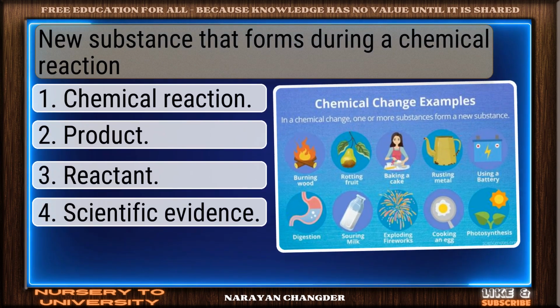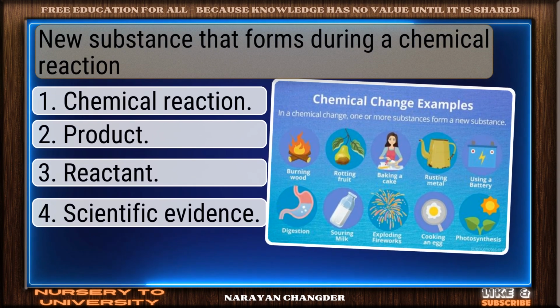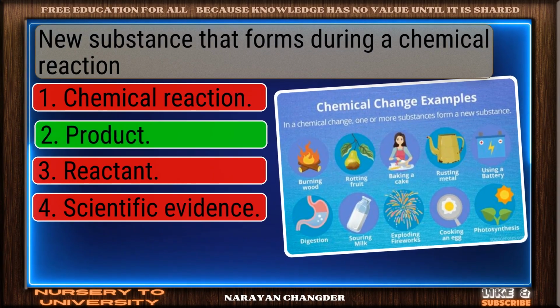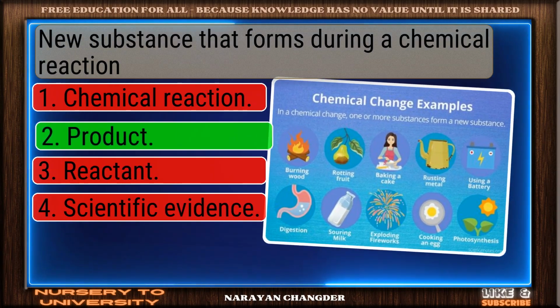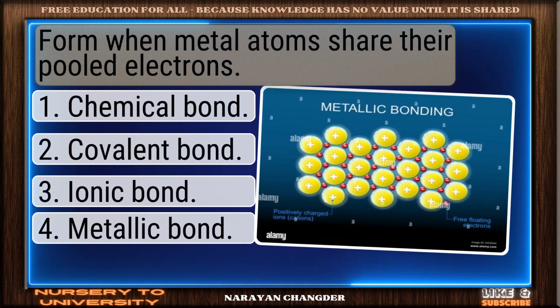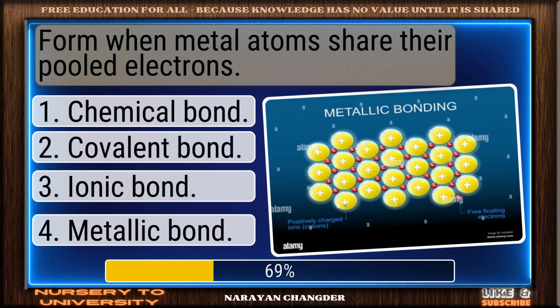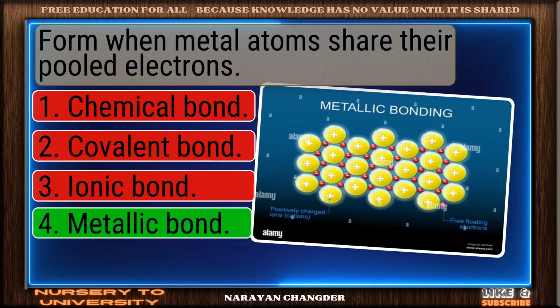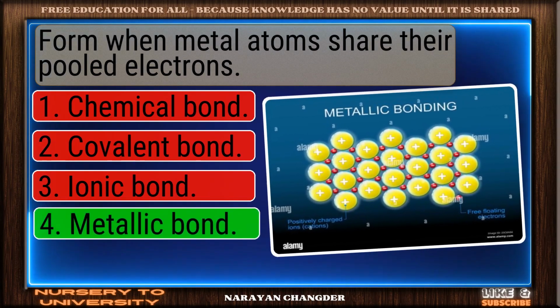New substance that forms during a chemical reaction. Correct. Product is the right answer. Form when metal atoms share their pooled electrons. You're right. Metallic bond is the correct answer.